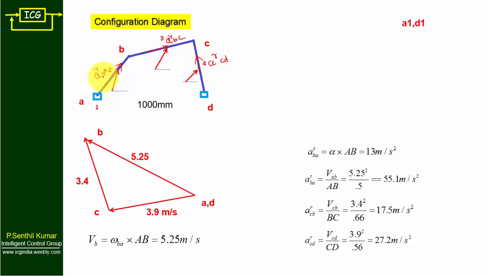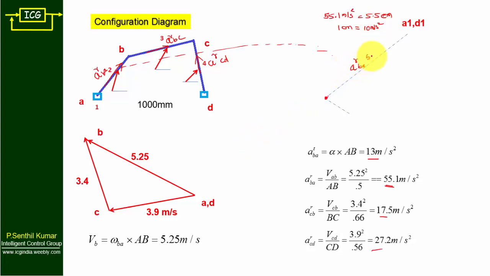So first draw a line parallel to AB. Just place the roller scale on AB, then move this line here. So this is A radial of BA. What is the magnitude of this line? 13, so take 13 centimeter as it is. It's not a big problem, but you see the remaining components: 55, 17, 27. It's very difficult to draw 55. This is a radial component, 55.1. So take 55.1 as 5.5. So whatever value you are getting, take a scale factor: 55.1 meter per second square equal to 5.5 centimeter. Then 1 centimeter equal to 10 meter per second square. This is the scale factor.